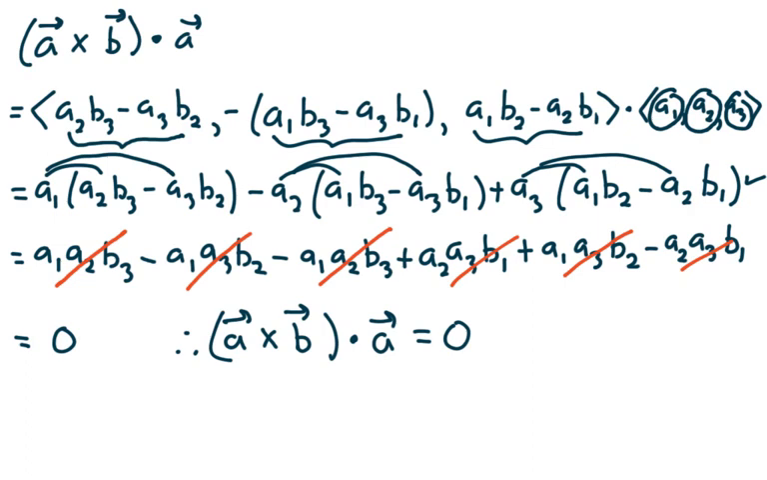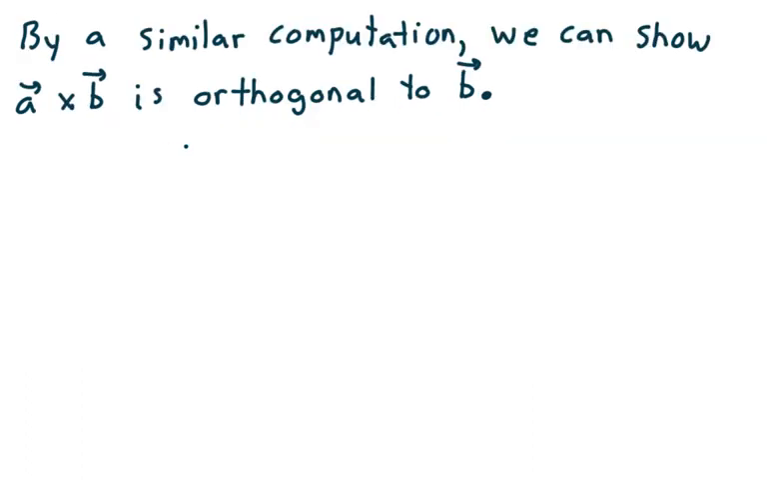I hope that makes sense. And by a similar argument, we can show that A cross B is orthogonal to B. So it's a very similar computation.